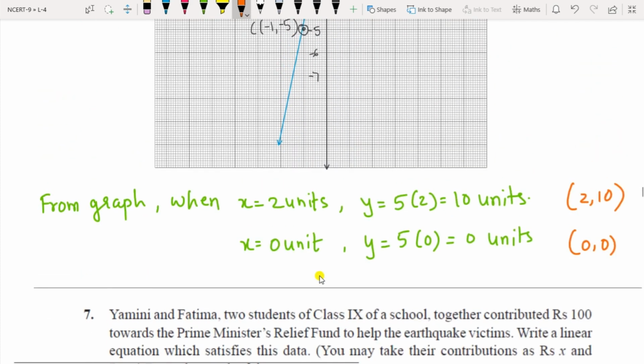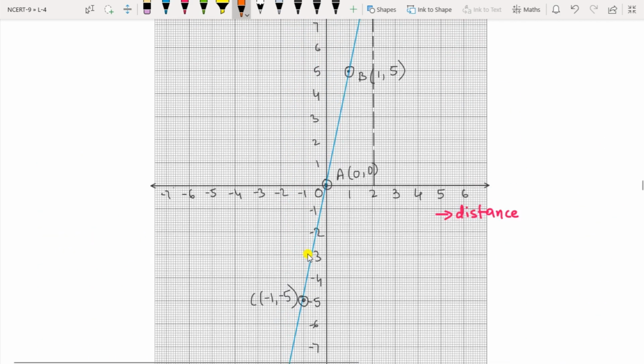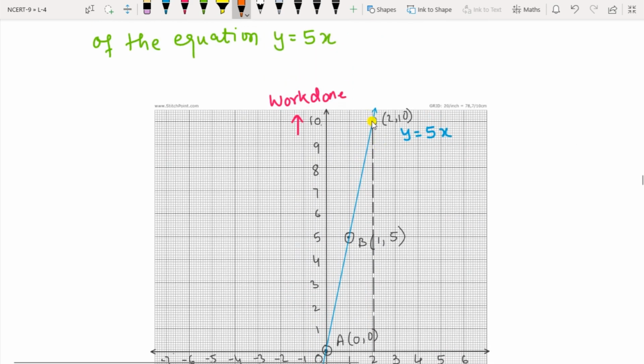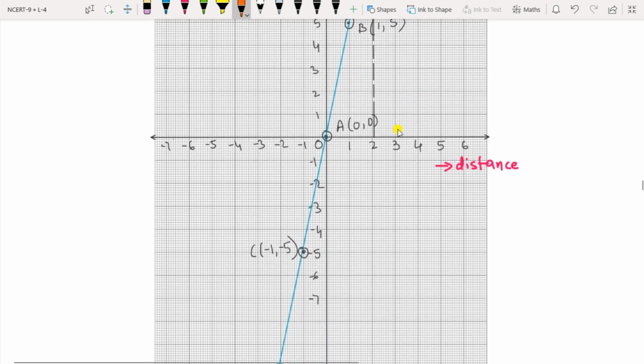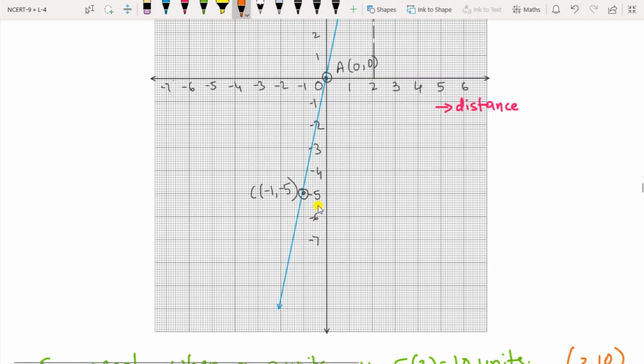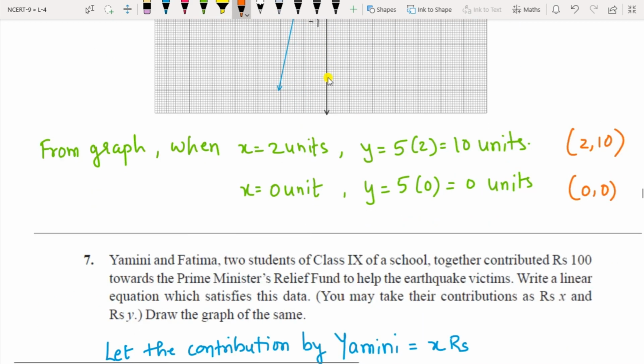Now, two more distances have been given, x equal to 2 and x equal to 0 here. So you have to plot it on the graph paper. See, on x equal to 2 here, plot the perpendicular on the graph. Where it meets the line, that is the point here, 10. So it is (2, 10). So when x equal to 2 here, y is 10 units. And when x equal to 0, y is also 0. You have to find the values of y here. So if the distance traveled is 2 units, work done is 10 units. If the distance traveled is 0 units, work done is also 0 units.